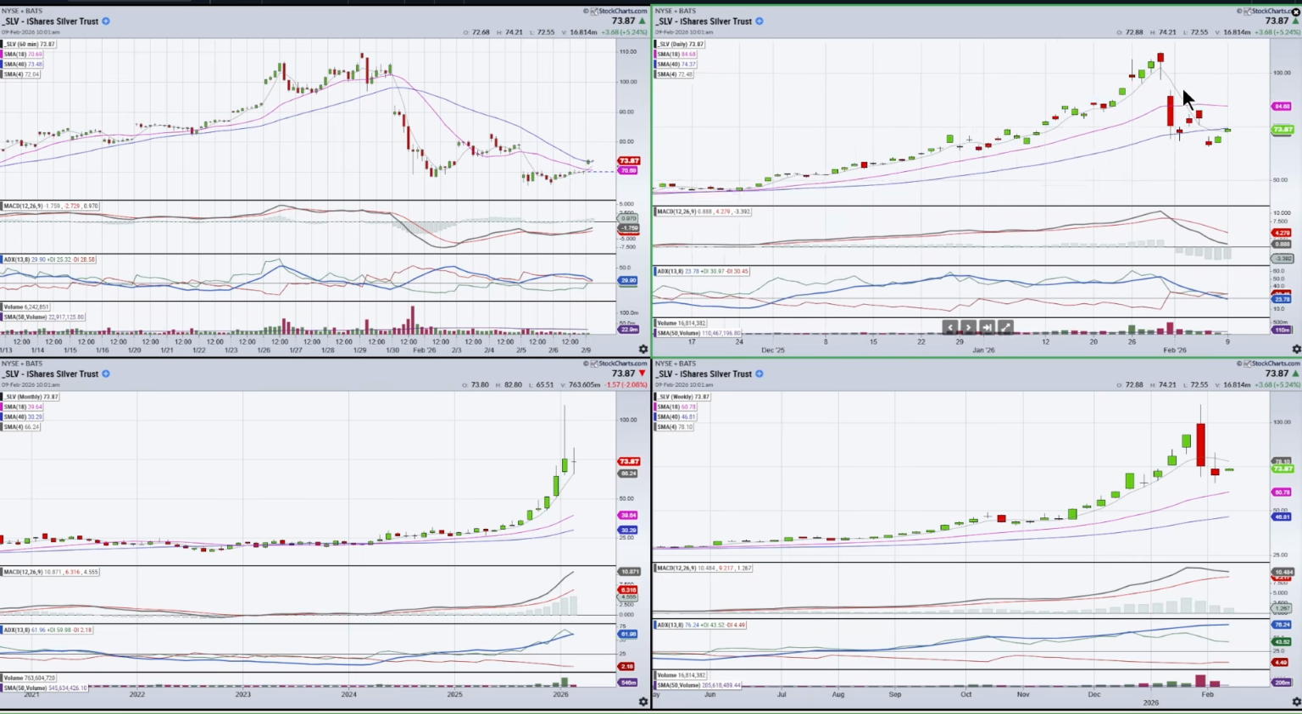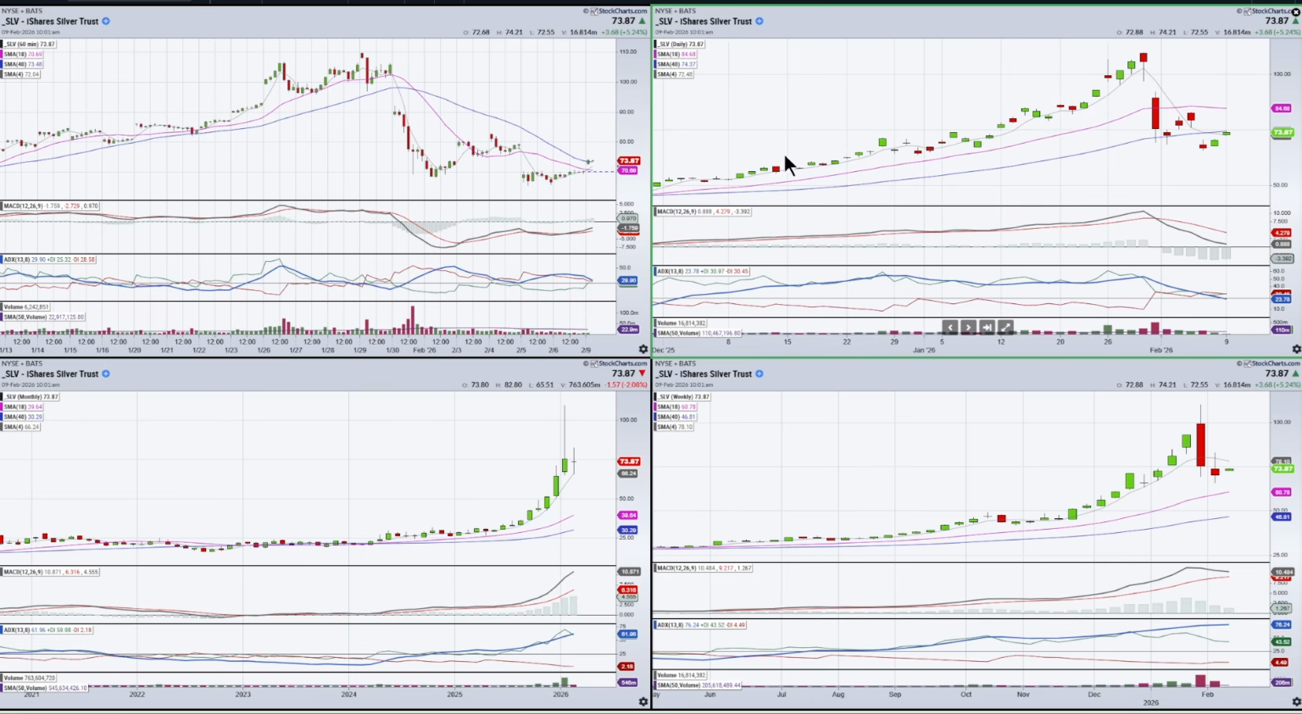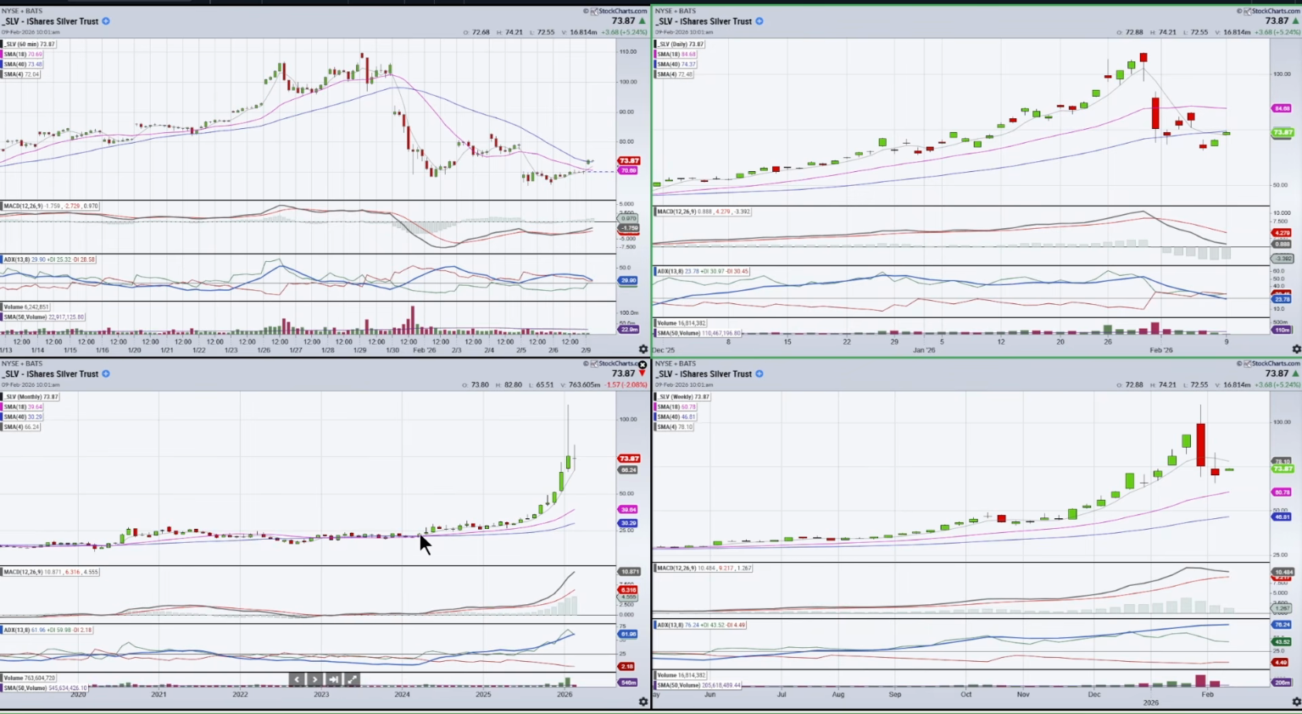Now, I want to point this out because these are two different types of trades. If you're in this position, which I was in, and I've talked about this in a prior video, I got in on this breakout trade, right, and caught a big move. All right, they don't always work like that, but in this case, it happened.